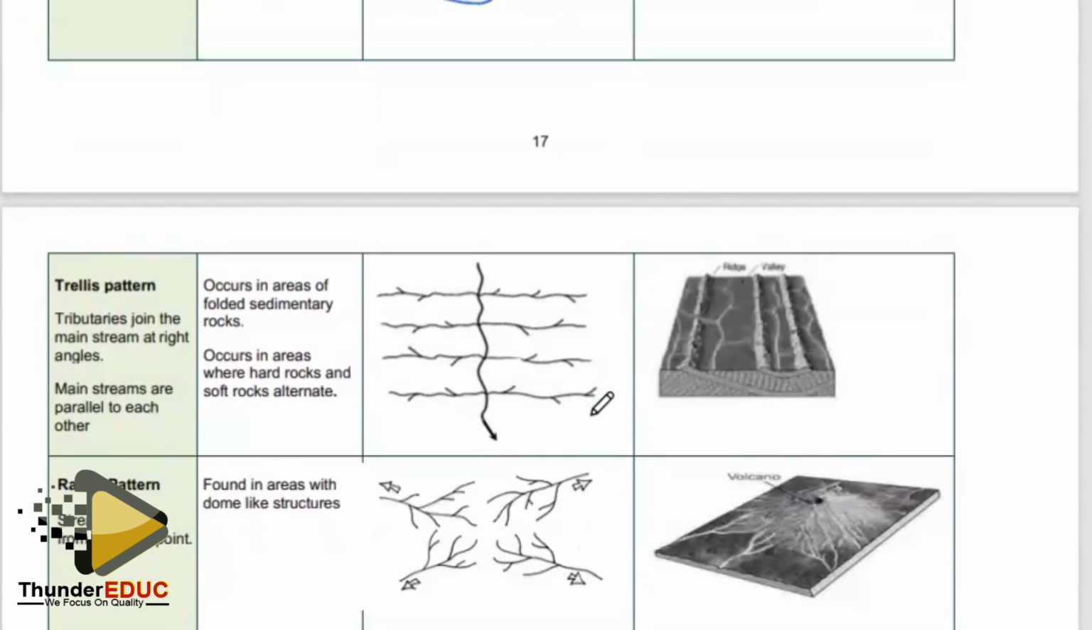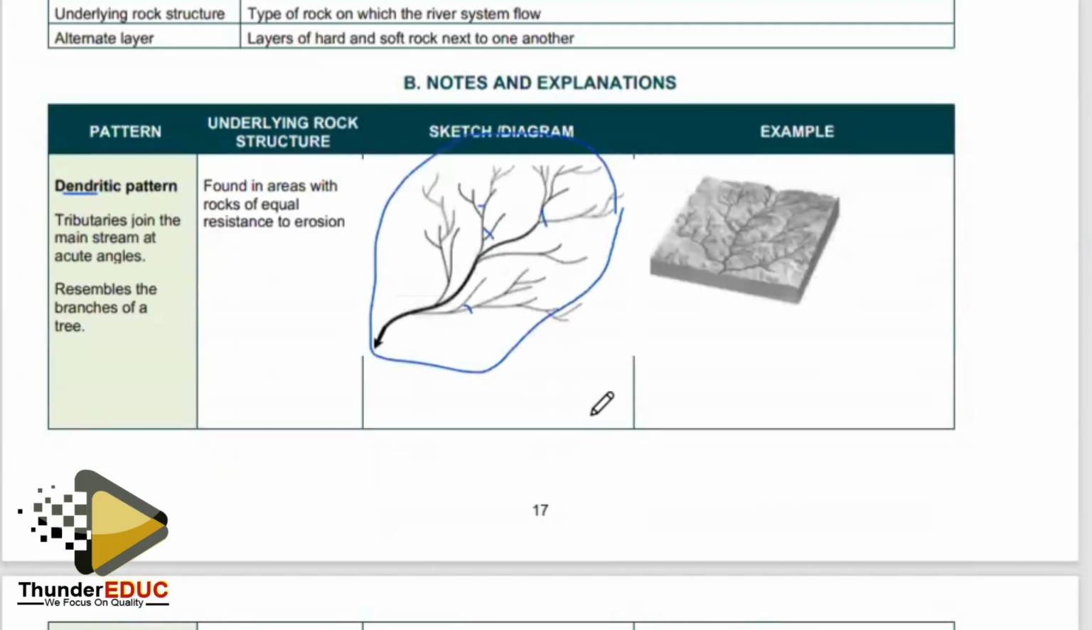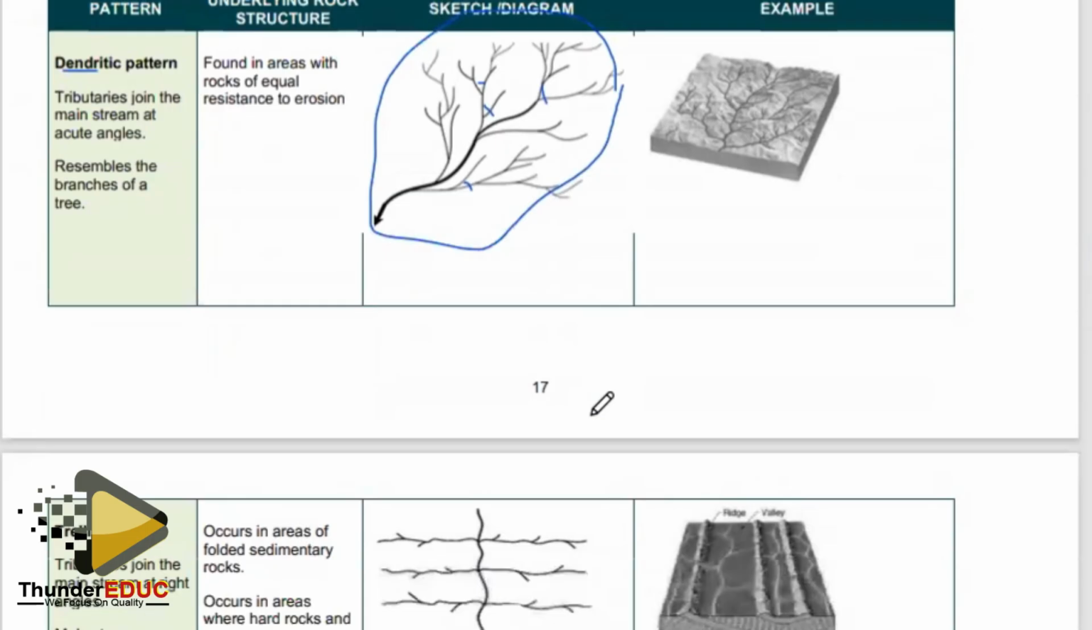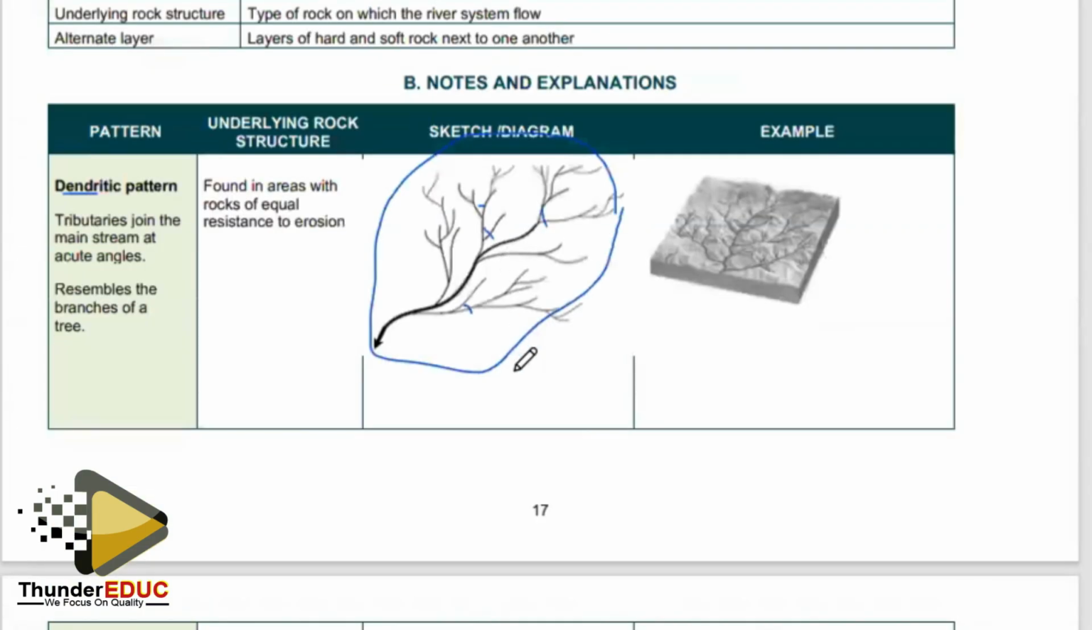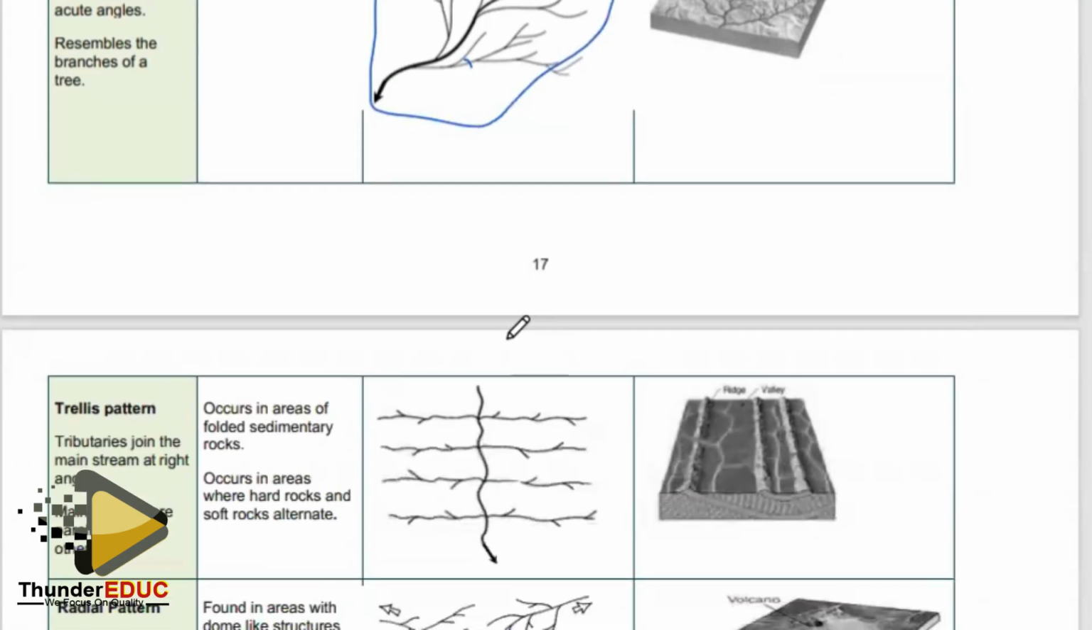With trellis, the difference that you need to note with dendritic is in the size of the angle at which the tributaries join the main river. Dendritic we find in areas where there is uniformity in terms of resistance to erosion of the underlying rocks. If the underlying rocks are of equal resistance to erosion, we tend to find that we have the dendritic pattern developing in that particular area.